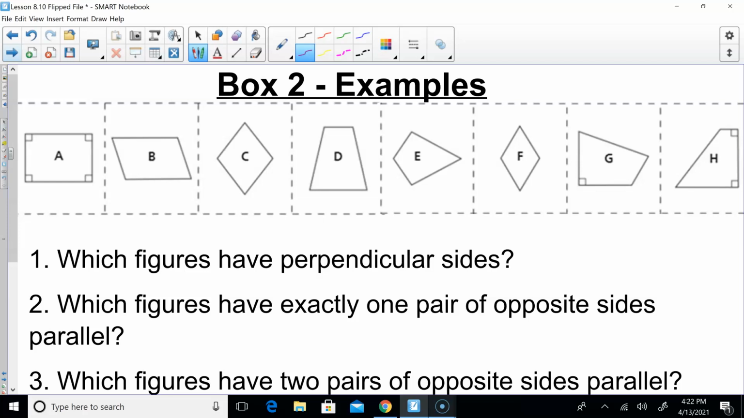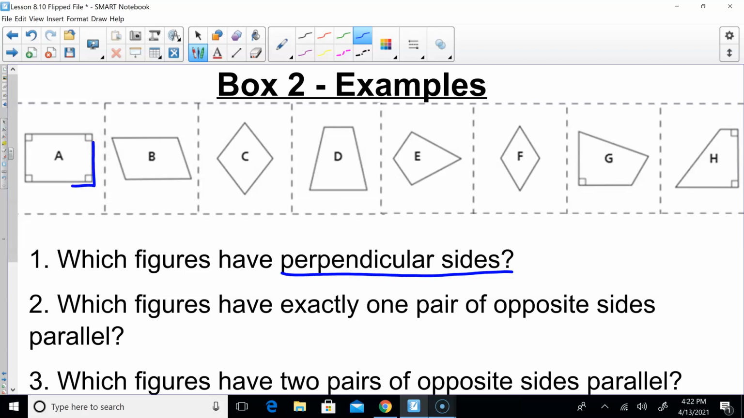Now we're going to go up with some perpendicular sides and parallel sides. So looking at these same figures right now, which one of these figures have perpendicular sides? When we think perpendicular sides, we think of sides that form 90 degrees. So once again, here's perpendicular.